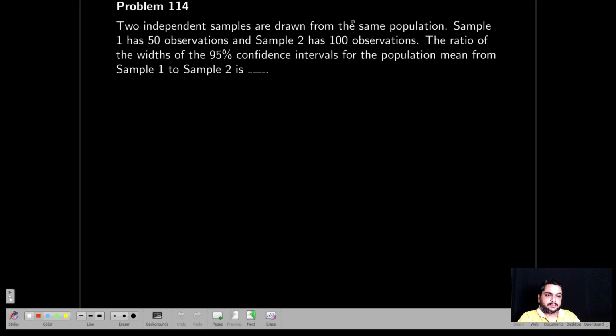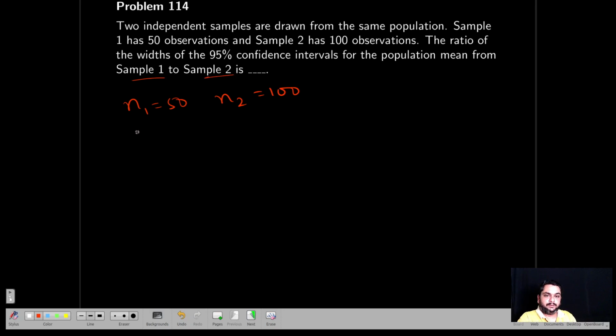Two independent samples are drawn from the same population. Sample 1 has 3 observations. Sample 2 has 100 observations. The ratio of the widths of 95% confidence intervals for a population mean from sample 1 to sample 2 is.